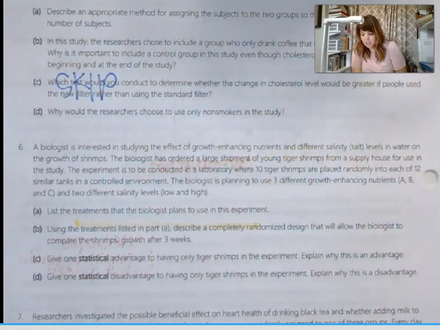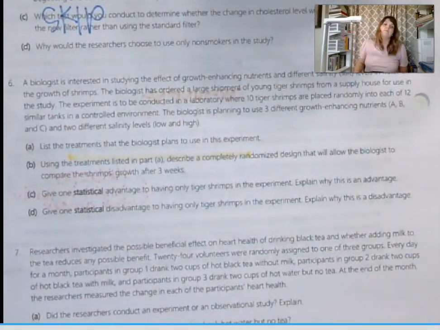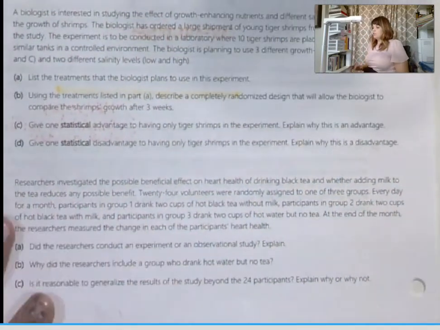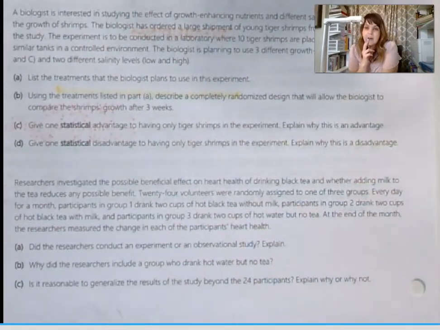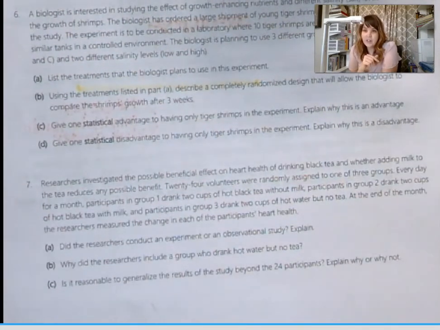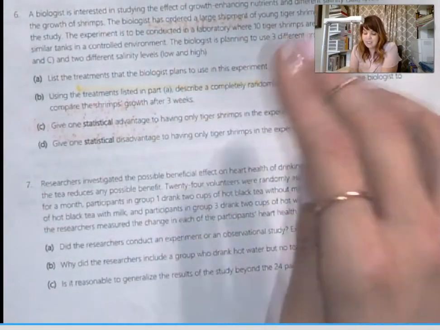6, a biologist is interested in studying the effect of growth-enhancing nutrients and different salinity on salt levels. Okay, so A, list the treatments that the biologist plans to use in this experiment. So I did two things here. Number 1, I drew the table. So you have 2 factors. One factor has 2 levels, the other factor has 3 levels. And then, once I drew the table and figured out what my treatment groups were, I actually listed them out.